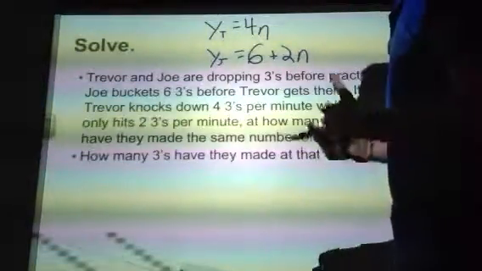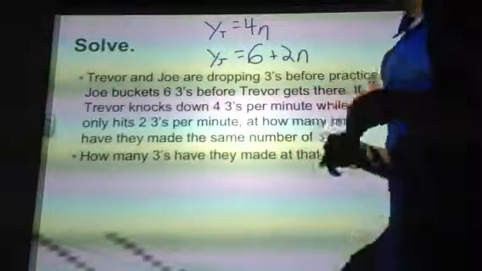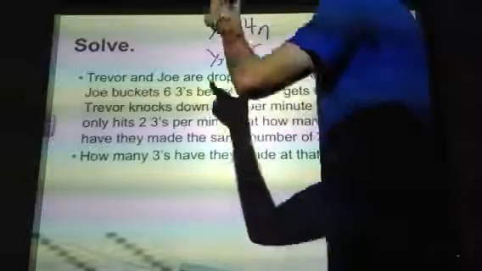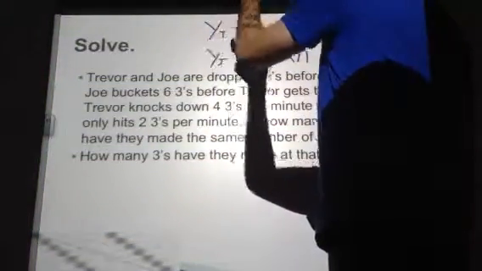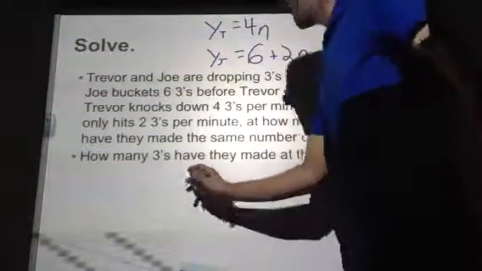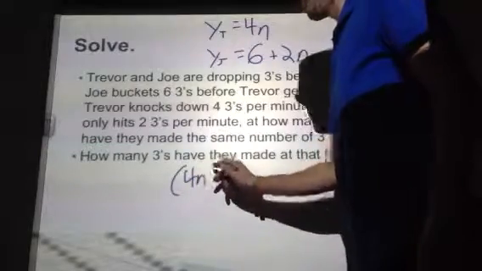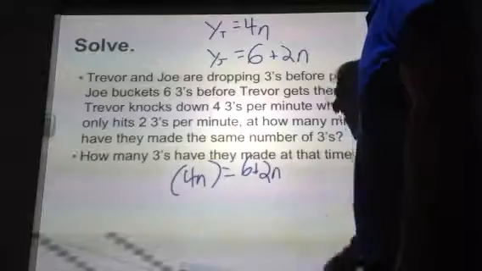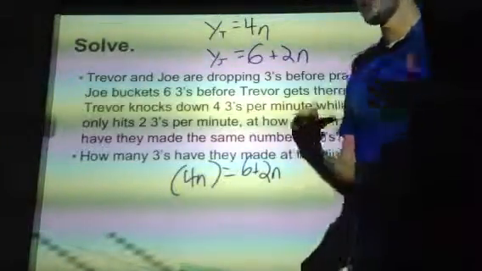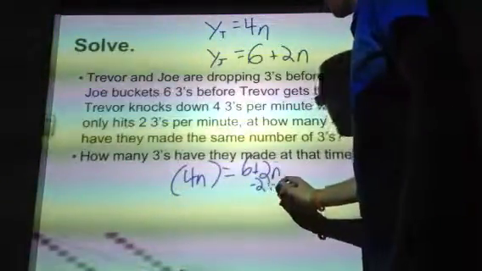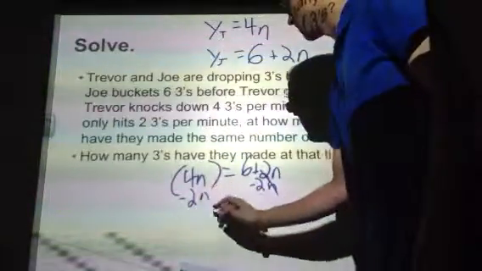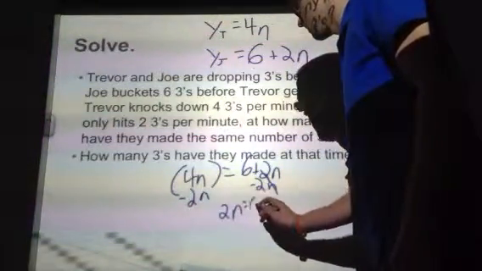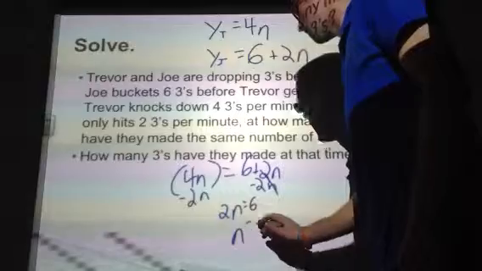Today, we're going to use what we call substitution. So here, y is the same thing as 4n. So we can substitute in 4n for our second equation where we see y. Okay? So now we can solve for n. We can go through, solve this equation for n, subtract 2n on both sides. We're going to have 2n equals 6. Divide by 2 on both sides, and n would be 3.